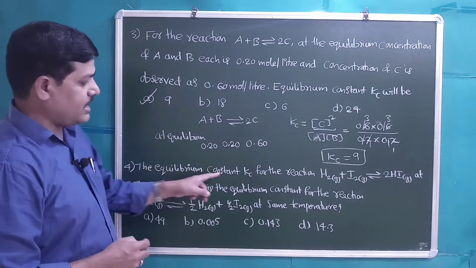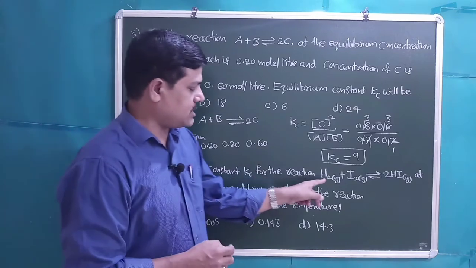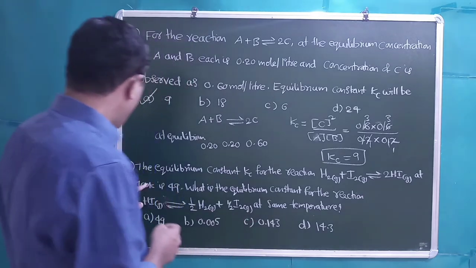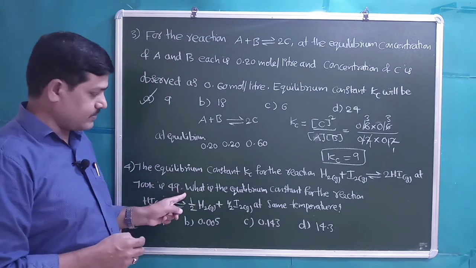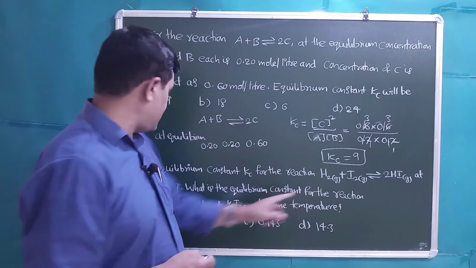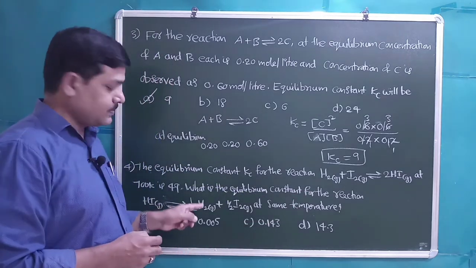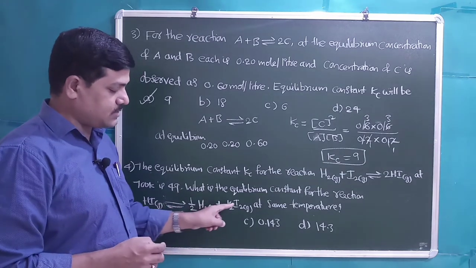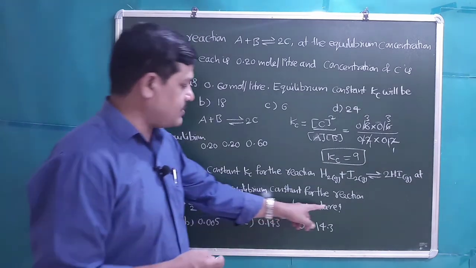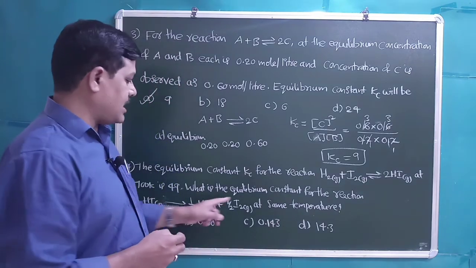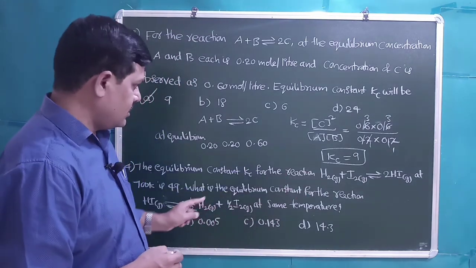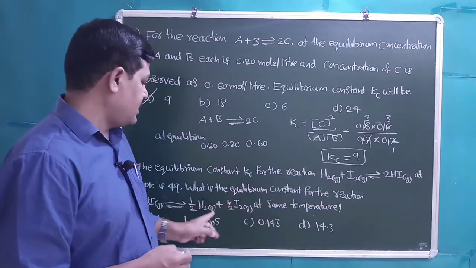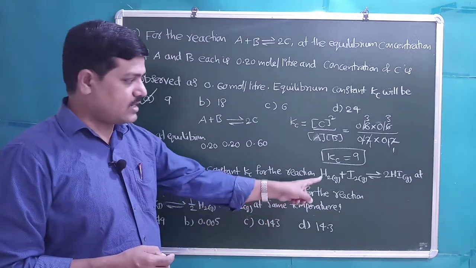Next question. The equilibrium constant Kc for the reaction H2 gas plus I2 gas gives rise to 2HI gas at 700 Kelvin is 49. What is the equilibrium constant for the reaction HI gas gives rise to half H2 gas plus half I2 gas at the same temperature? Students, when we observe these two equations, this second equation we get by reversing the first equation and multiplying with 1 by 2, right?